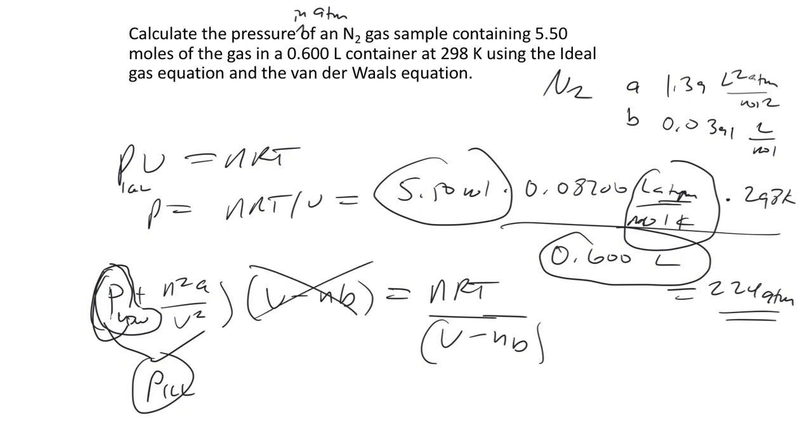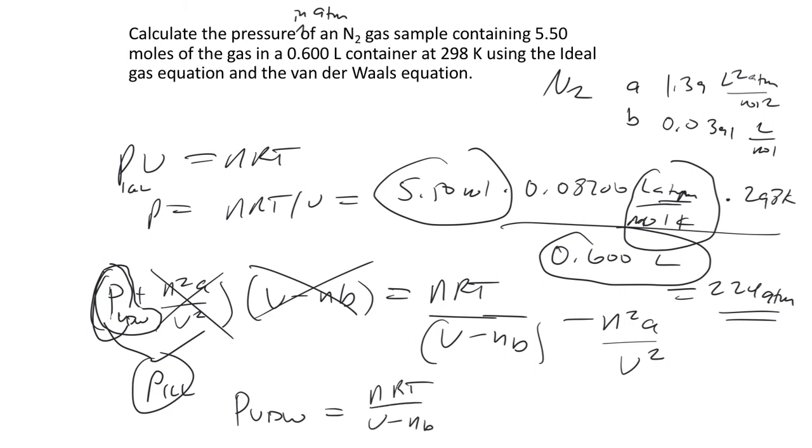And then I need to subtract n squared a divided by V squared. Let's get rid of that on this side. So just doing the algebra to solve for van der Waals pressure. The van der Waals pressure should be equal to nRT divided by V minus nb, and then minus n squared a divided by V squared.